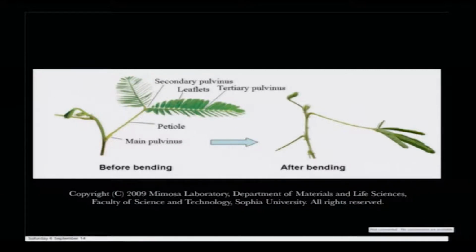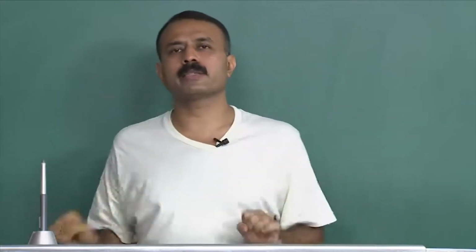This is how it looks, and if you look at this structure very carefully, here it has been shown how it is bending. The main frame is like this: from the main stem you see the main pulvinus, then the petiole, which we have already discussed. Then you see the secondary pulvinus, and there is something called a tertiary pulvinus. So, there are three. The reason why I am stressing this pulvinus is that these are the regions where the bending is taking place.